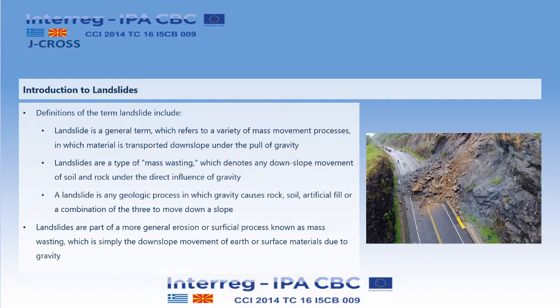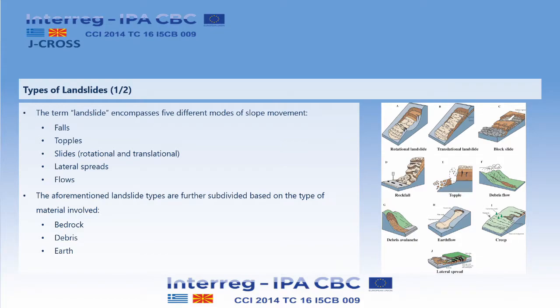Landslides are part of a more general erosion or surficial process known as mass wasting, which is simply the downslope movement of earth or surface materials due to gravity. The term landslide encompasses 5 different modes of slope movement: falls, topples, slides (rotational and translational), lateral spreads, and flows. The aforementioned landslide types are further subdivided based on the type of material involved: bedrock, debris, earth.